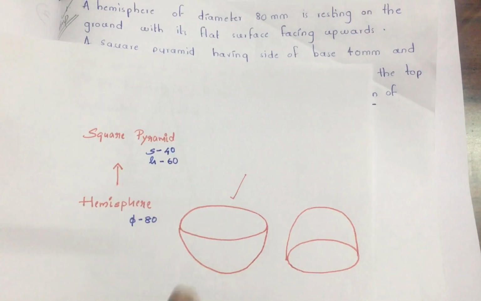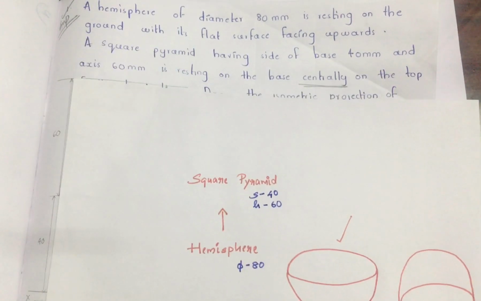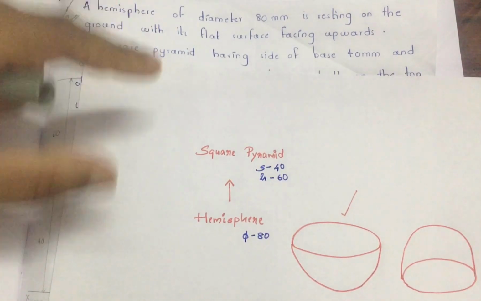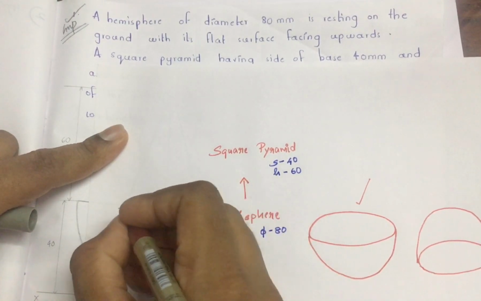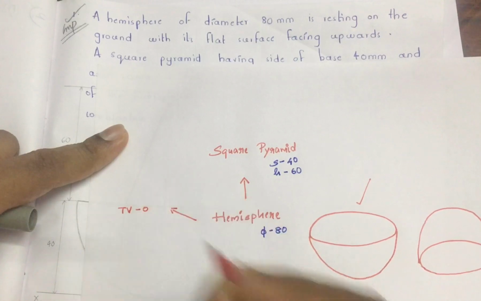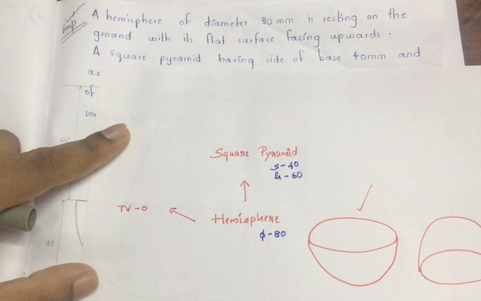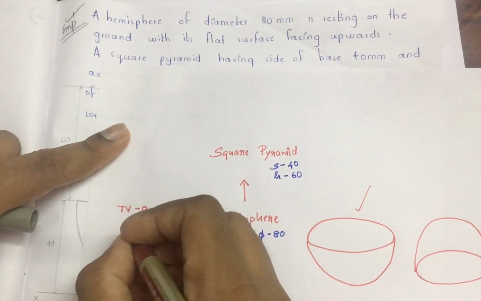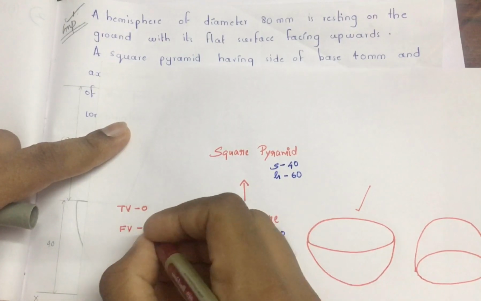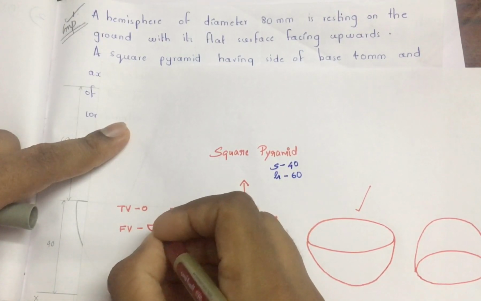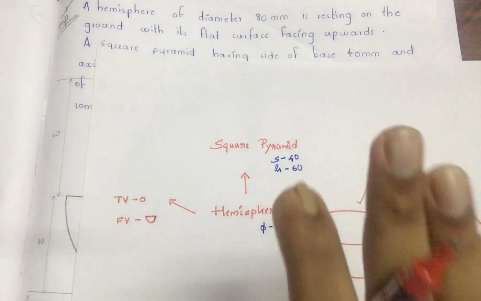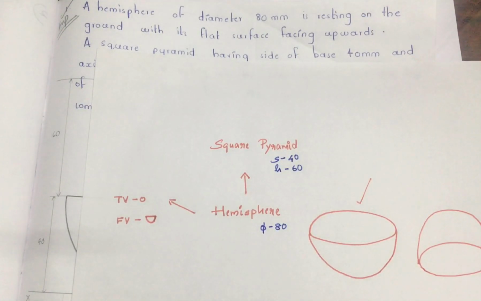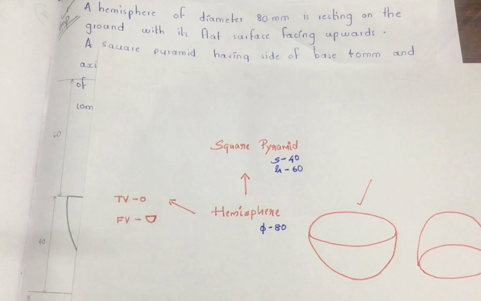So, for this hemisphere, what will be the top view? The top view will be a circle. And the front view? The front view will be a semicircle. When you are looking from here, you will see a semicircle, and in the top view you see a circle.